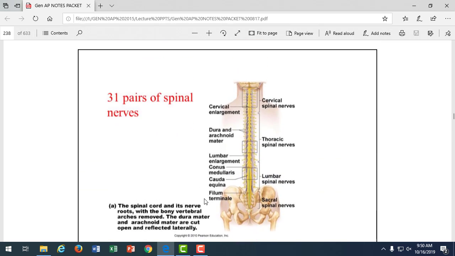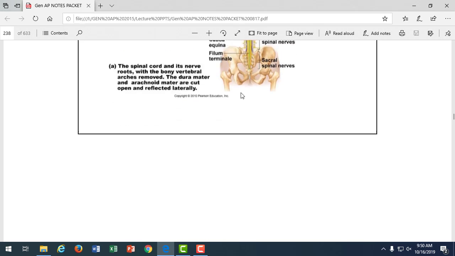Okay, so we have 31 pairs of these spinal nerves, so they come off the spinal cord. We have 12 pairs of cranial nerves that come off the brain. Again, with specialized sensory receptors bringing information into the brain or spinal cord, and then they have motor neurons going out to give a response.